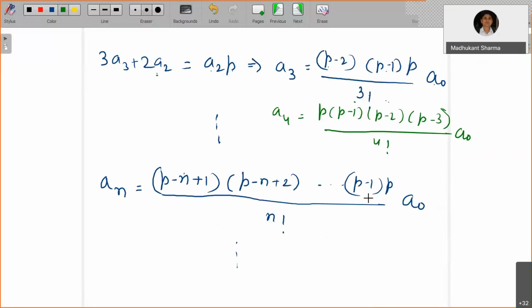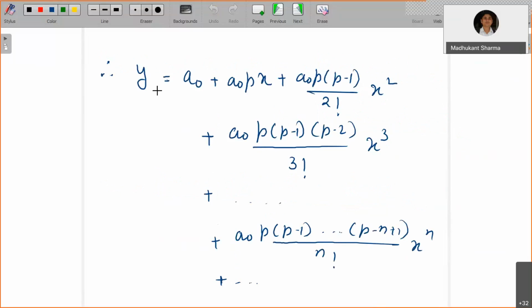Now what you do is write down y equals a naught plus a1, which is a naught px, plus a naught times p, so that is a2. So this is a1, this is a2, this is a3 and this is an. This you have already seen as the binomial series of 1 plus x to the power p, for p any arbitrary constant.